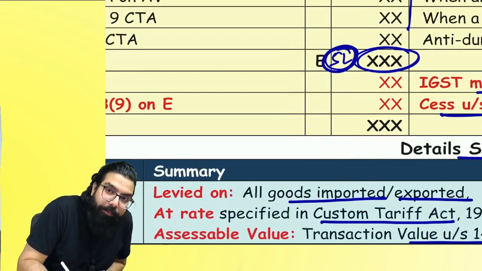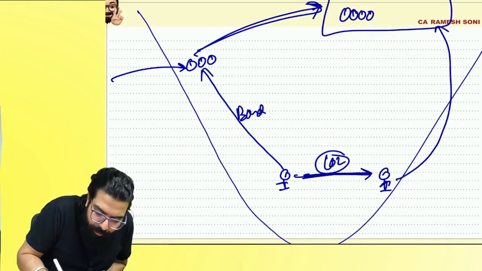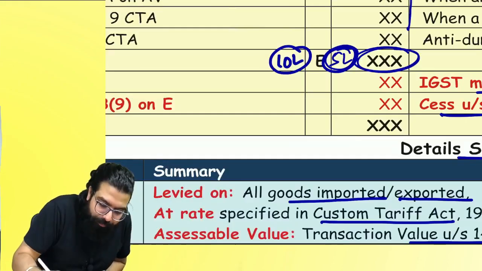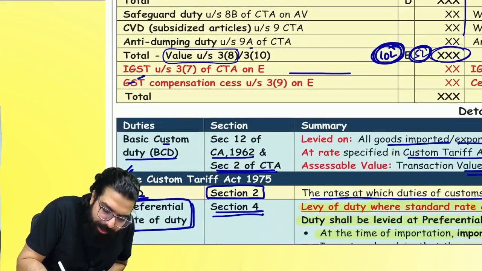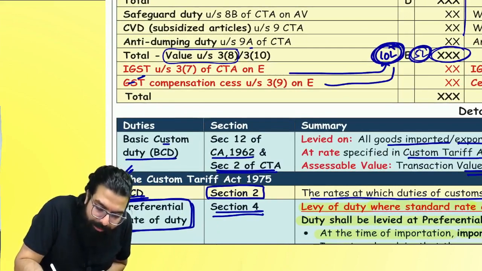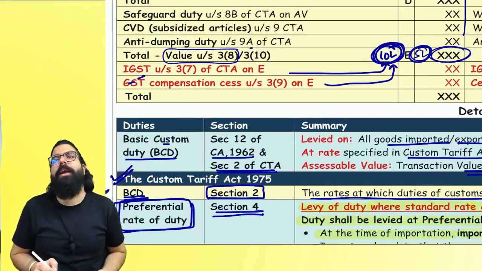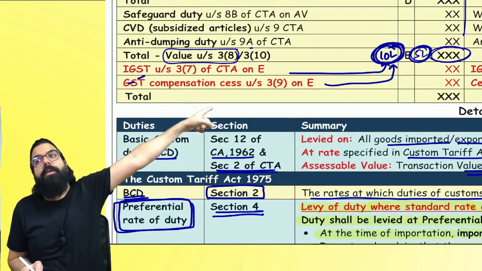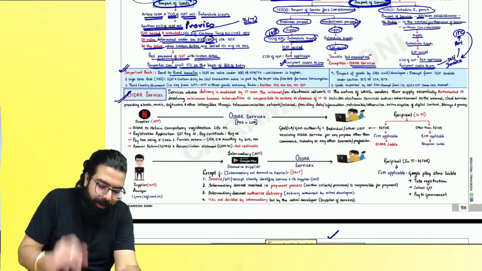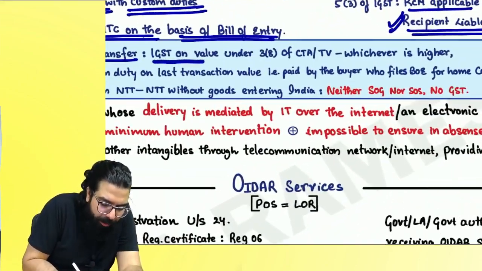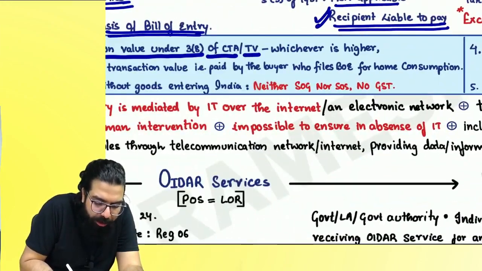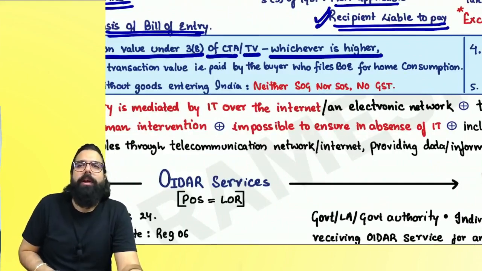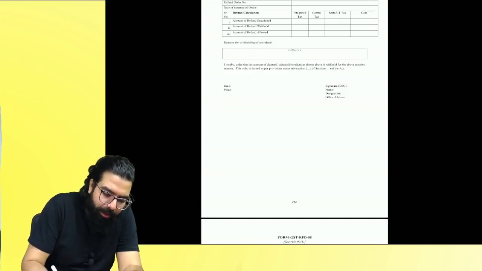On 5 lakh or the transaction value? What is the transaction value between you two? Which is higher? 10 lakh, and on 10 lakh the IGST will be collected. On 10 lakh the GST compensation cess will be collected, and this will be collected under the Customs Act. Always remember, sir, IGST will always be on the value under 3(8) of the Custom Tariff Act or the transaction value, whichever is higher. Is my point clear to all? Can I go ahead, everyone? Yes, sir. We are all clear.